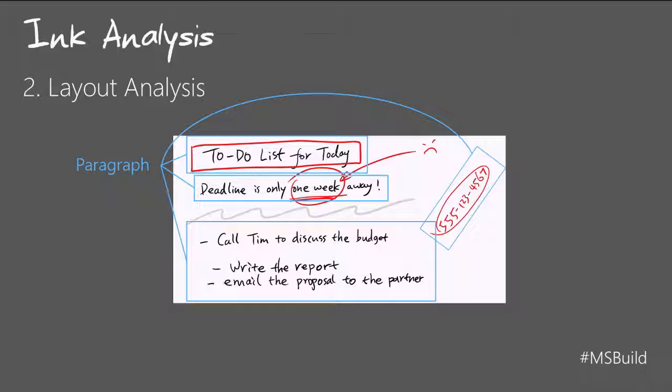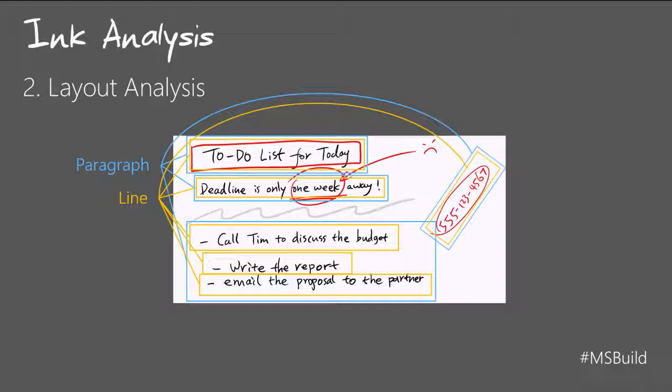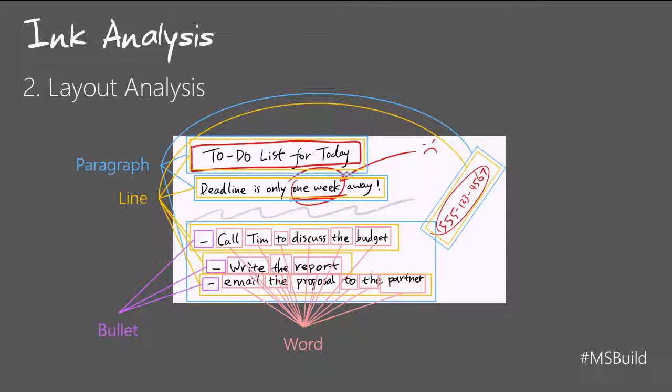After that, within each paragraph, it's finding out lines. And then for each line, it goes further. For example, here it finds a bullet, and then a bunch of words. And it does that for all the lines. With that, it finds there are 3 lines next to each other, and all of them have a bullet inside. So those 3 lines must be a bullet list. That's how it found out the list item.